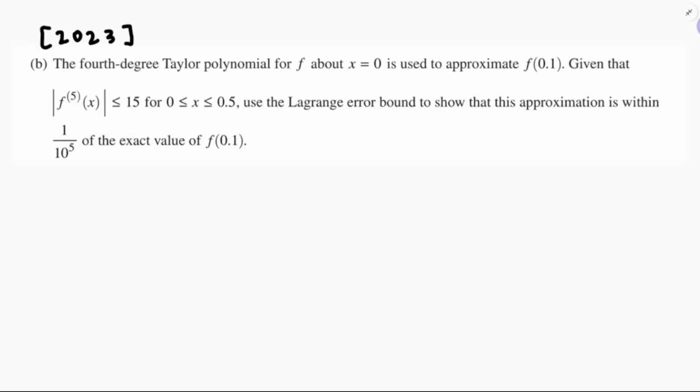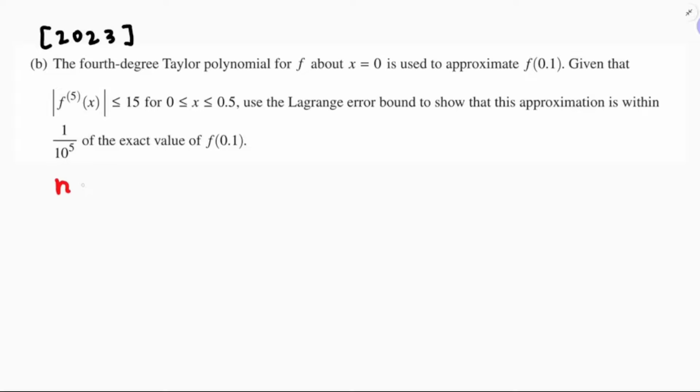You didn't need to get any of the points in part A or part C right to be eligible for the whole thing on this. It's an entirely self-contained question, actually, if you think about it. The fourth degree Taylor polynomial for f about x equals 0 is used to approximate f of 0.1. That's giving us all of the information that we need.